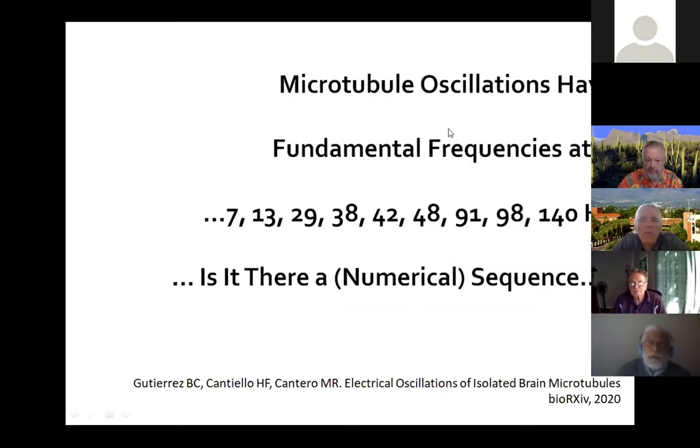Now, when we took the microtubule oscillations, we found fundamental frequencies, basically all these numbers, and the most frequent ones are 29 and 39 and 38, okay? And one thing that we've been looking for quite some time is whether or not there is a pattern. Is there a numerical sequence that we can actually use to connect all these?